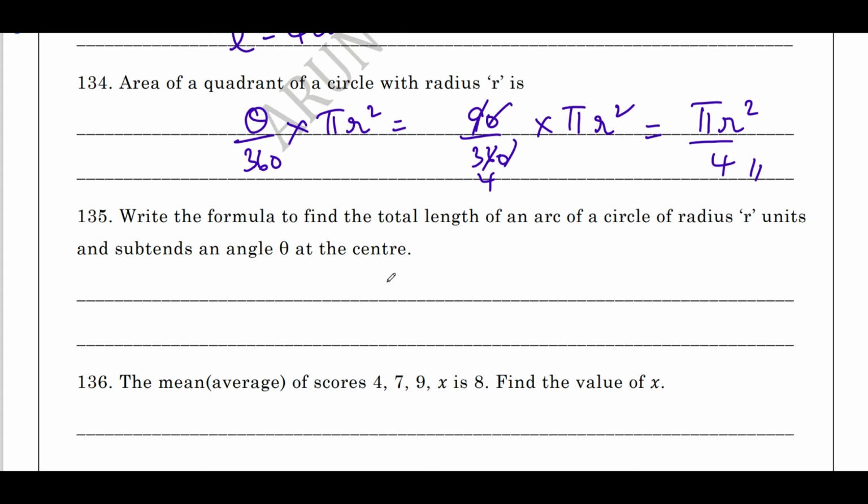Find the formula to find out the total length of an arc of a circle of radius r units and subtend at an angle of what? Theta at the center. It is theta by 360 into 2 pi r.